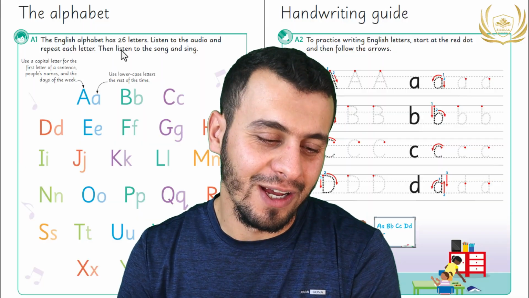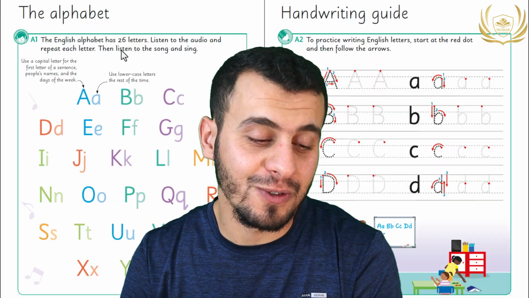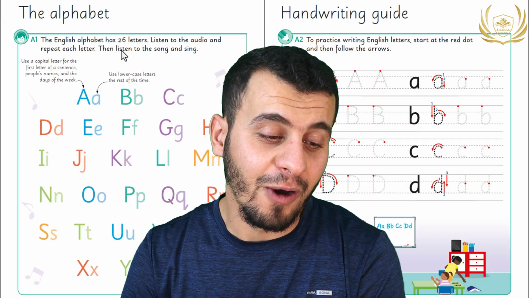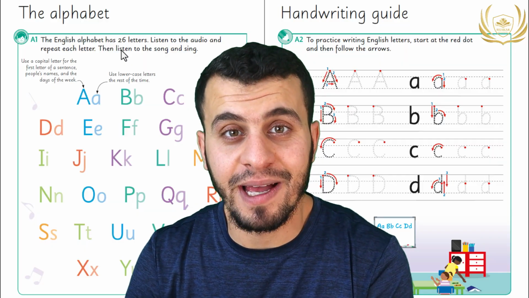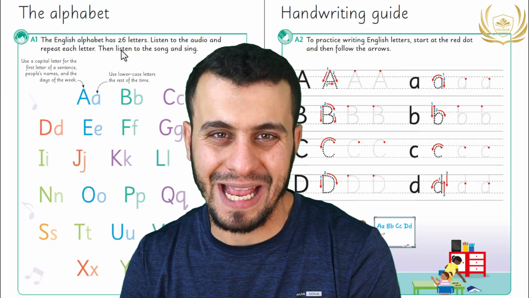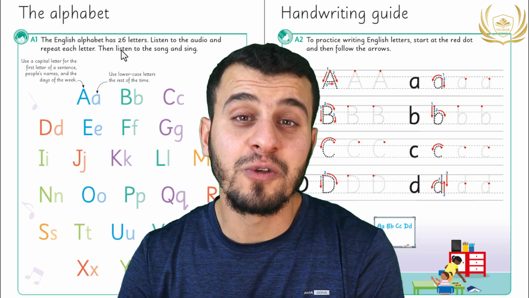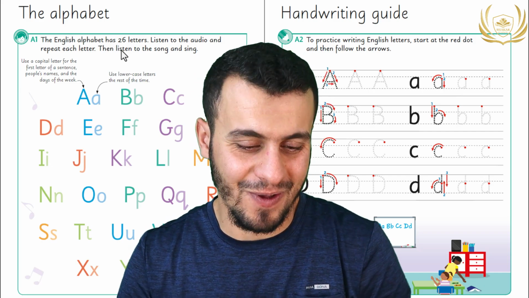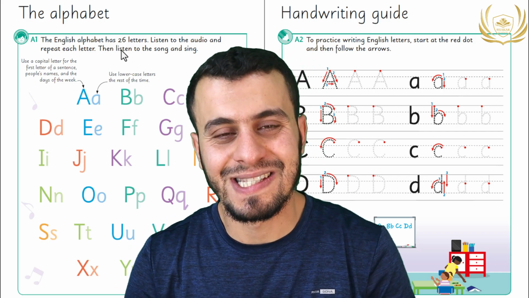In this lesson we're going to study and learn how to write the letters of the English alphabet, with lowercase and uppercase, both of them, and how to say them and how to write them. Okay, so let's start.